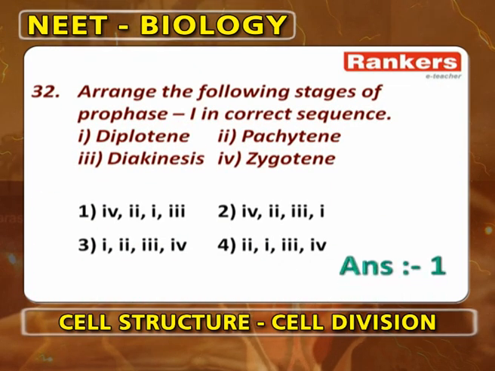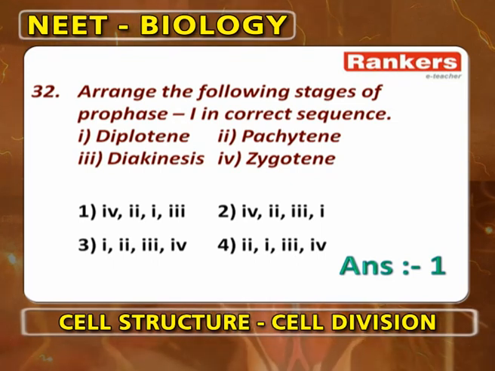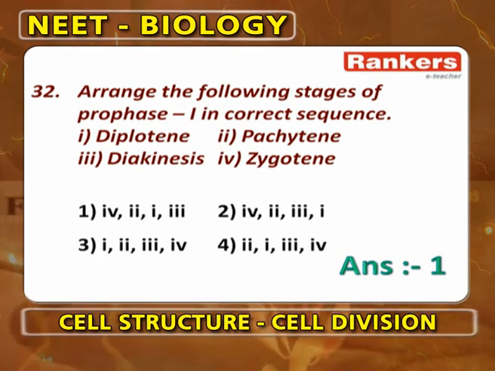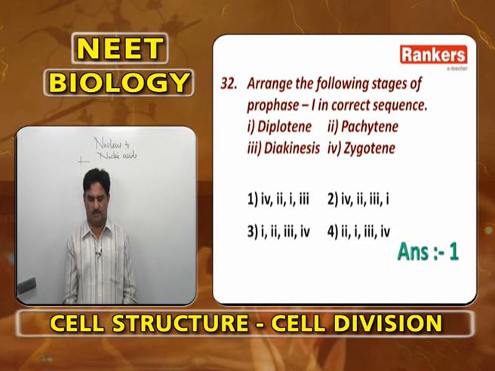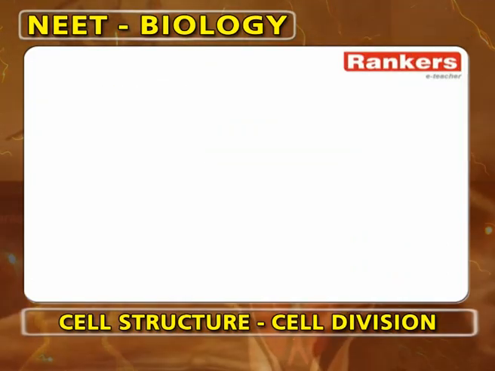Arrange the following sequence of prophase 1 in correct sequence. First is leptotene, zygotene, pachytene, diplotene, diakinesis. Here first is zygotene, then pachytene, then diplotene, diakinesis. So 4, 2, 1, 3. First option: zygotene, pachytene and the others.